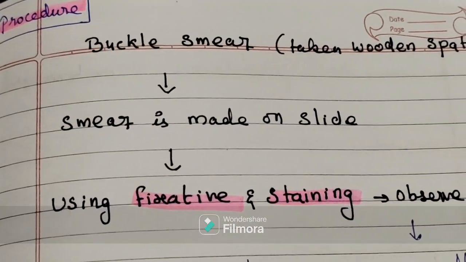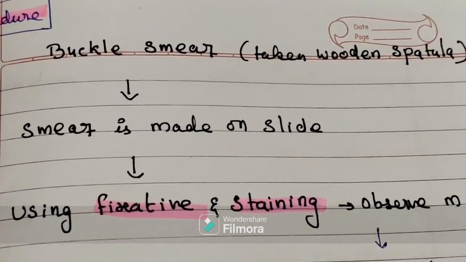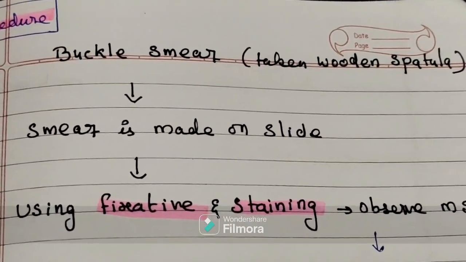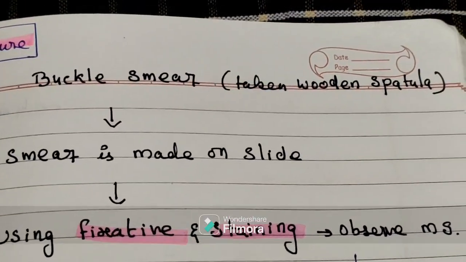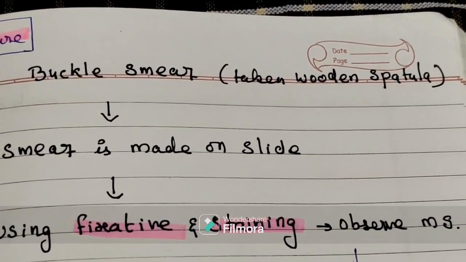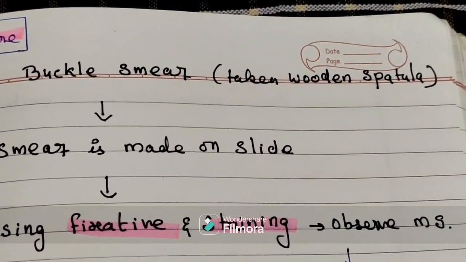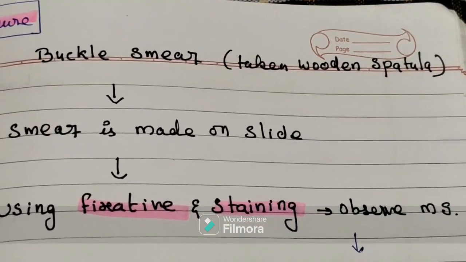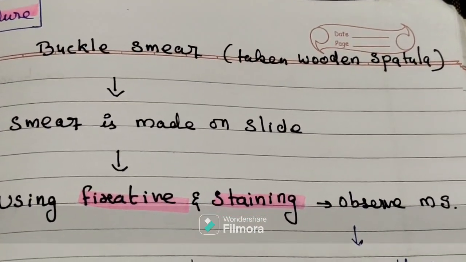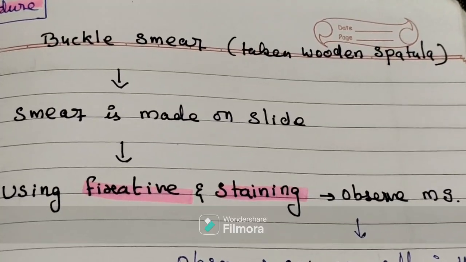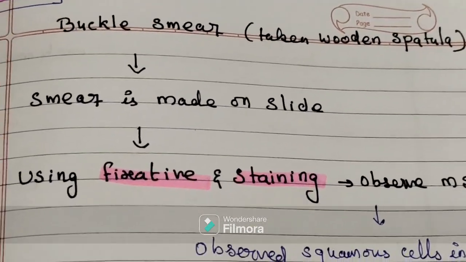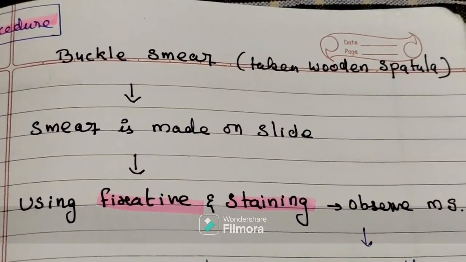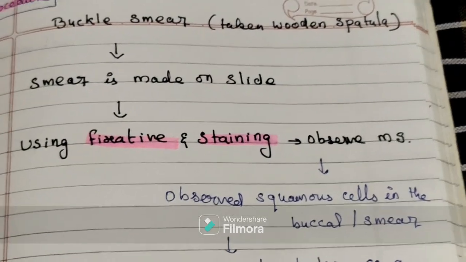Next, what is the procedure to take a sample? The most common smear used to study Barr bodies is the buccal smear. You ask the patient to rinse and clean the mouth, and then take a smear from the buccal mucosa, either using a wooden spatula or a cytobrush, and then a smear is made on a glass slide. We fix it using a fixative and then stain it, and we can observe under the microscope.